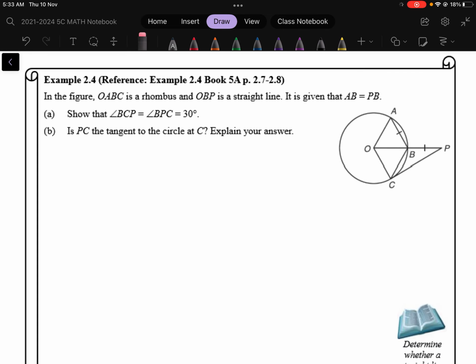Example 2.4. In the figure, OABC is a rhombus and OBP is a straight line. It is given that AB equals PB. Part A, show that angle BCP equals angle BPC equals 30 degrees.